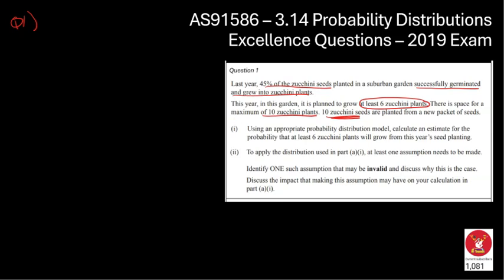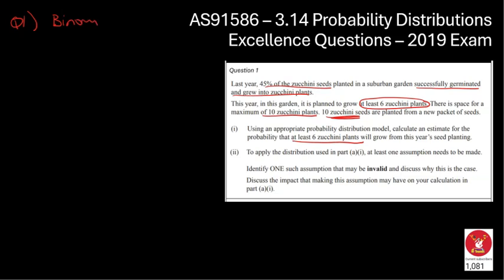Question A, and you kind of needed to get I and II both right to get the excellence mark: use an appropriate distribution model and estimate the probability of at least 6 zucchini plants growing from this year's plantings. So I guess the first thing to note is, this here for me is screaming a binomial distribution. So let's use a binomial distribution.